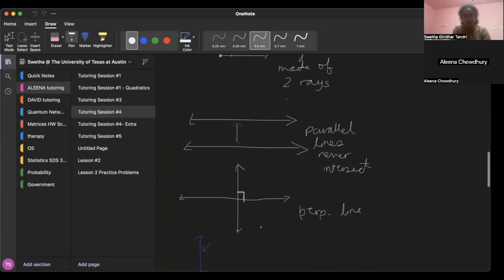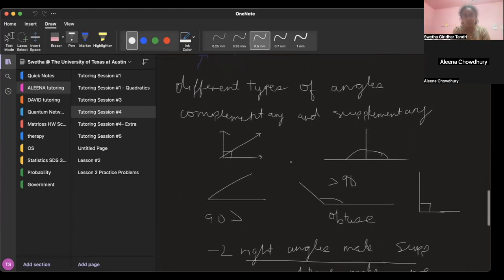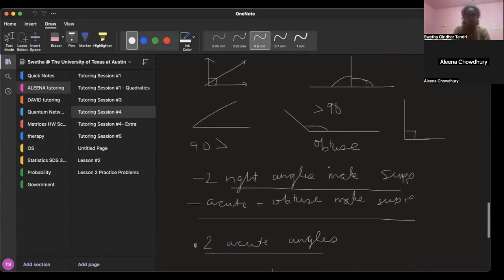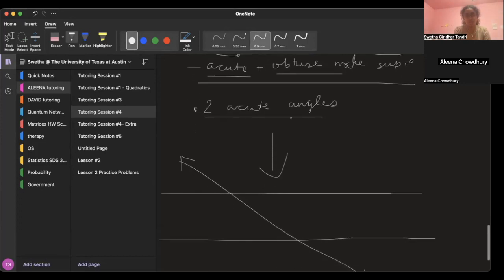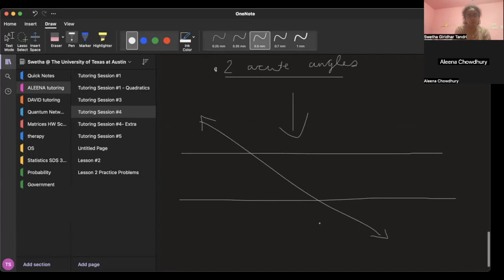And then we got into angles with parallel lines, perpendicular lines, different types of angles, which was complementary angles, which add up to 90, supplementary, which add up to 180, the different pairs that make up complementary and supplementary, because two right angles make a supplementary pair, one acute and one obtuse make supplementary, two acute angles make up complementary. So we ended off with this diagram right here.